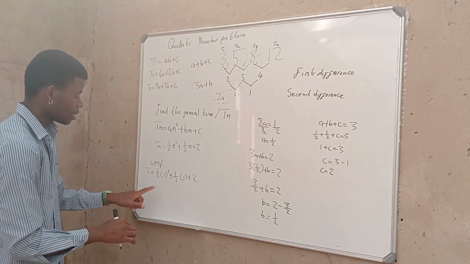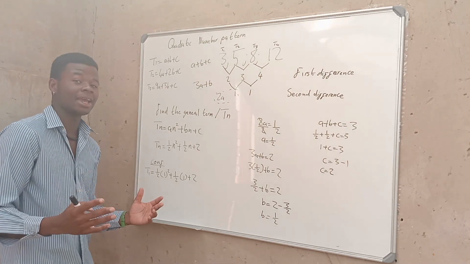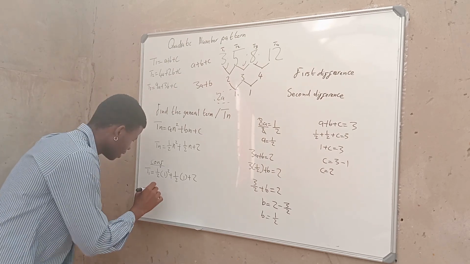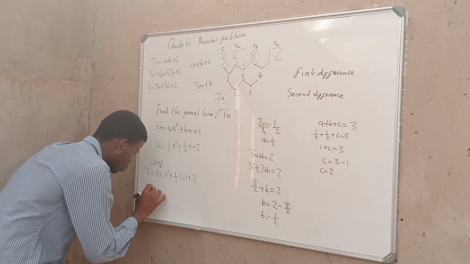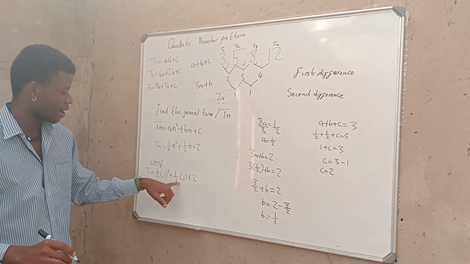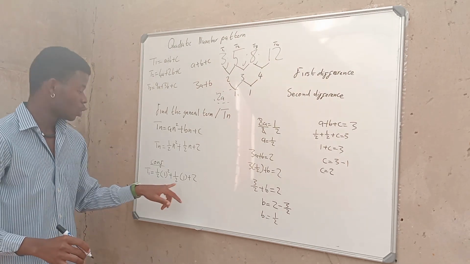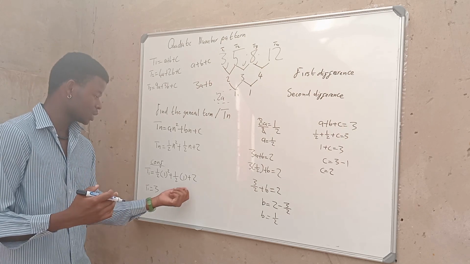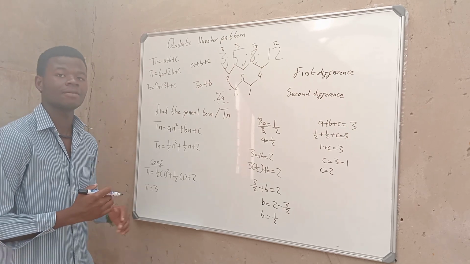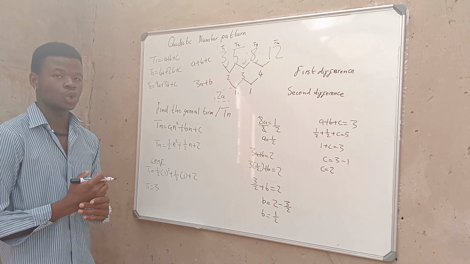So I can do this by my head, guys, so don't try this at the exam. Our term number 1 is going to be 3. Why? Half plus 2. 2 halves, 1 plus 2 is this 3. So meaning this general formula is correct.